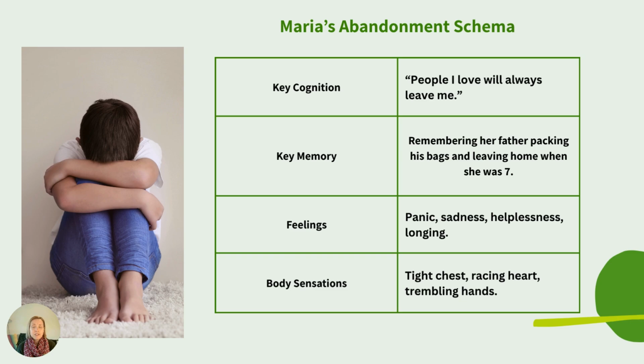The feelings that show up for Maria when her abandonment schema is triggered are panic, sadness, helplessness, and longing. And the body sensations: a tight chest, racing heart, and trembling hands. So this is how Maria's abandonment schema shows up for her.